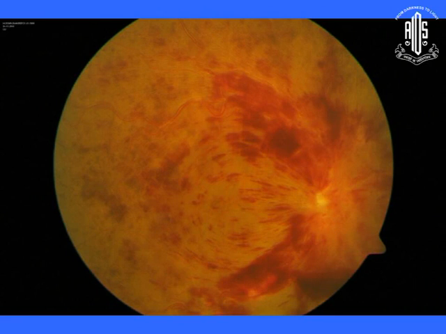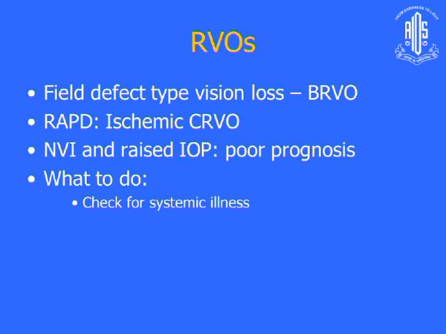So these blot hemorrhages and flame-shaped hemorrhages are there in all four quadrants, and there is severe macular edema. So this is how you diagnose. Better to have this picture remembered, and examination with indirect ophthalmoscopy only gives this kind of picture, because direct ophthalmoscopy doesn't give that overview picture. So field defect type vision loss, BRVO. If there is RAPD, then it is ischemic CRVO.